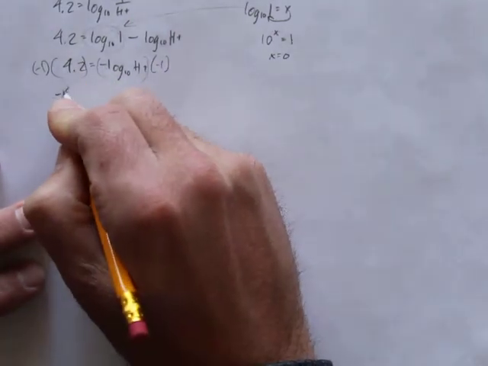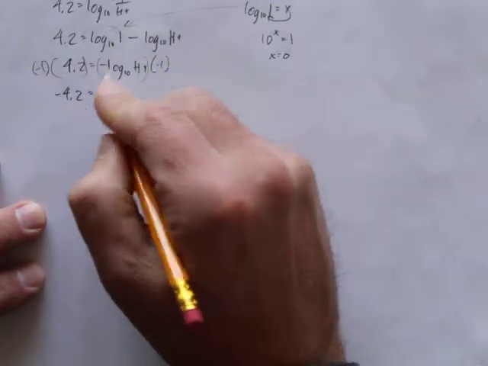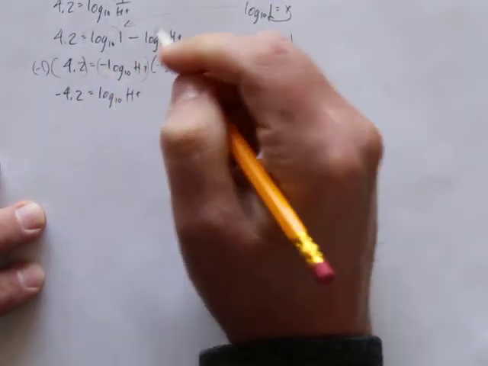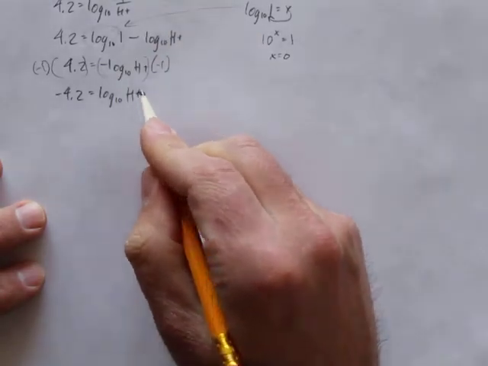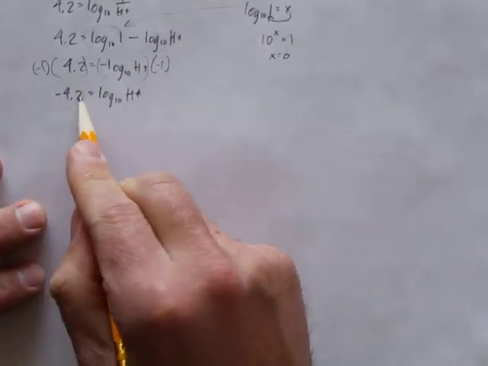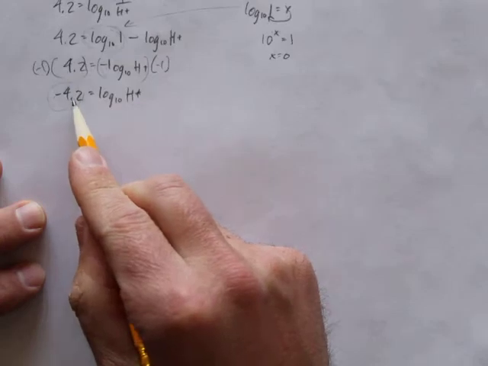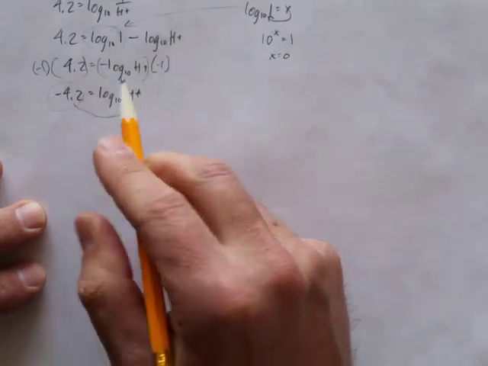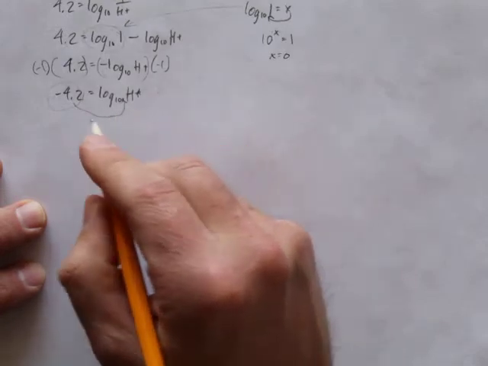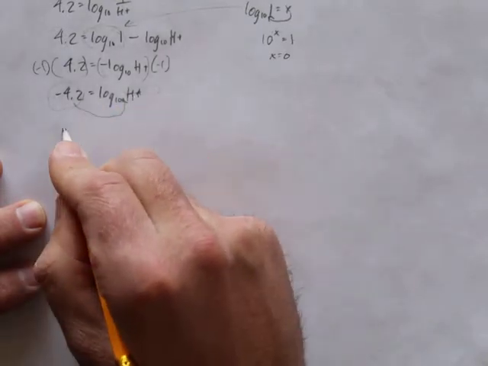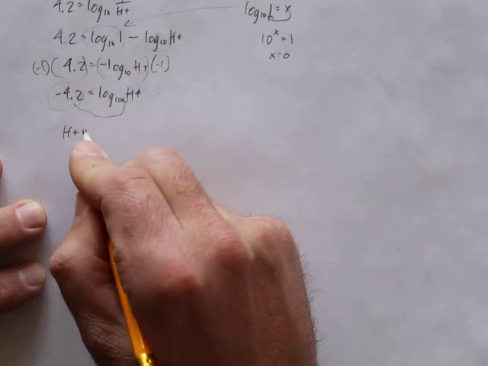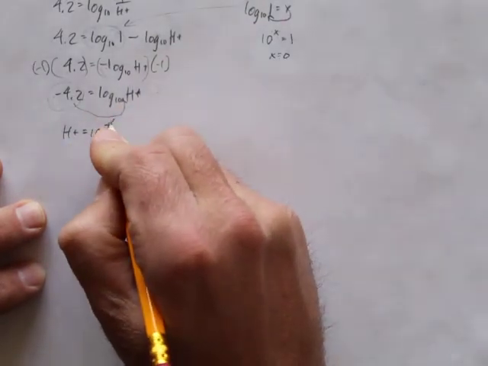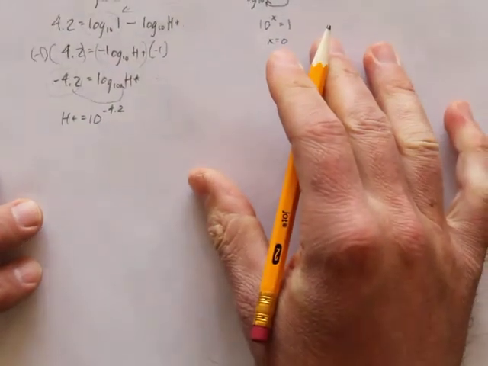So now I have negative 4.2 equals log base 10 of H plus. So now what I need to do is I need to jam this negative 4.2 up in here. So the H plus falls out, and I end up with, I'm going to move this H plus over here to the left. H plus equals 10 to the negative 4.2.